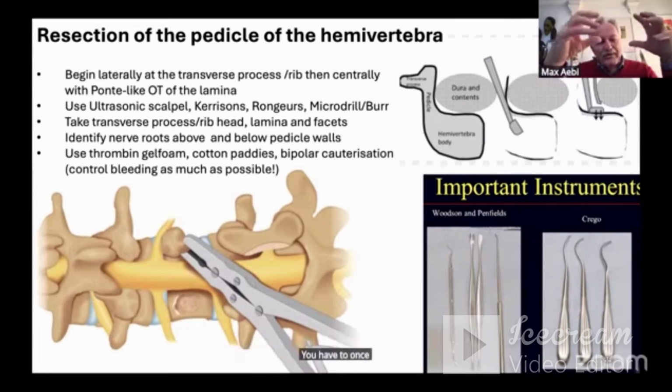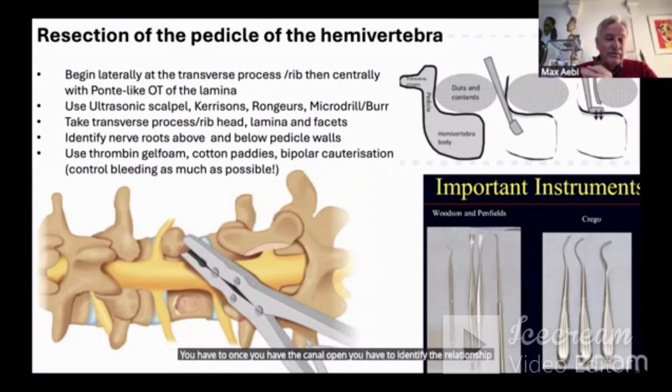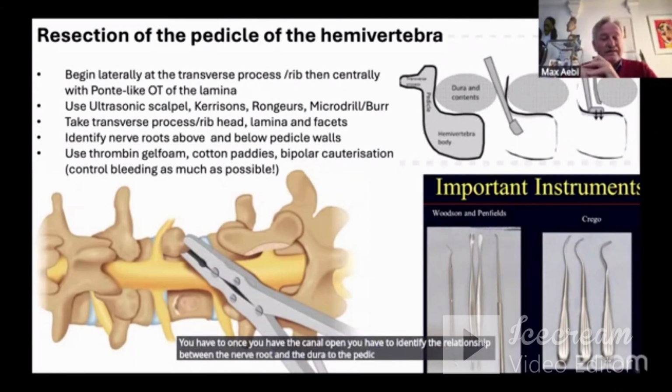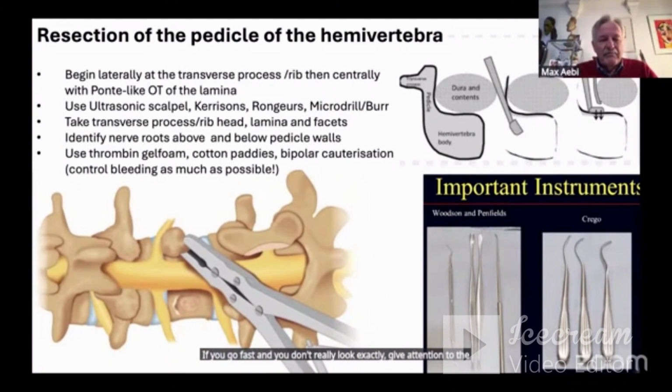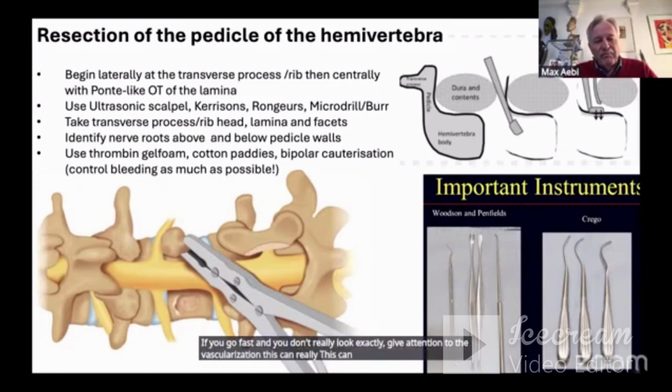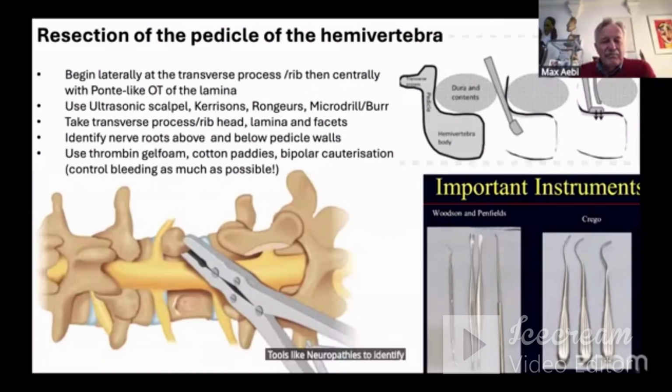Once you have the canal open, you have to identify the relationship between the nerve root and the dura to the pedicle you want to resect. And of course, you use all kinds of tools to make the blood loss as minimal as possible. If you go fast and you don't really give attention to the vascularization, this can create pretty strong bleeding, and you can control the bleeding with different tools, of course, with bipolar cauterization when you have isolated the vessel, but you need some other tools like the neuropatties to identify exactly the bleeding points.